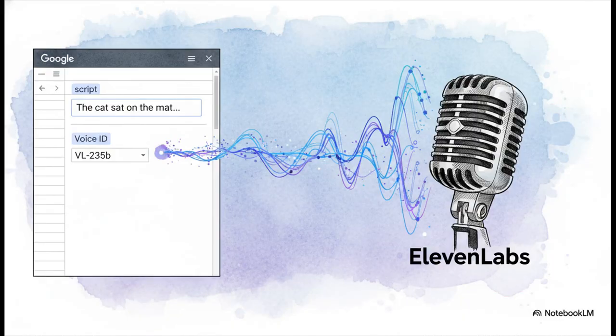All right, Phase 1. Everything kicks off in a place we all know. A simple Google Sheet. The automation just grabs the script text and a voice ID that you've already picked out and shoots it straight over to 11 Labs. And this is where it generates a voiceover that sounds, well, remarkably human.